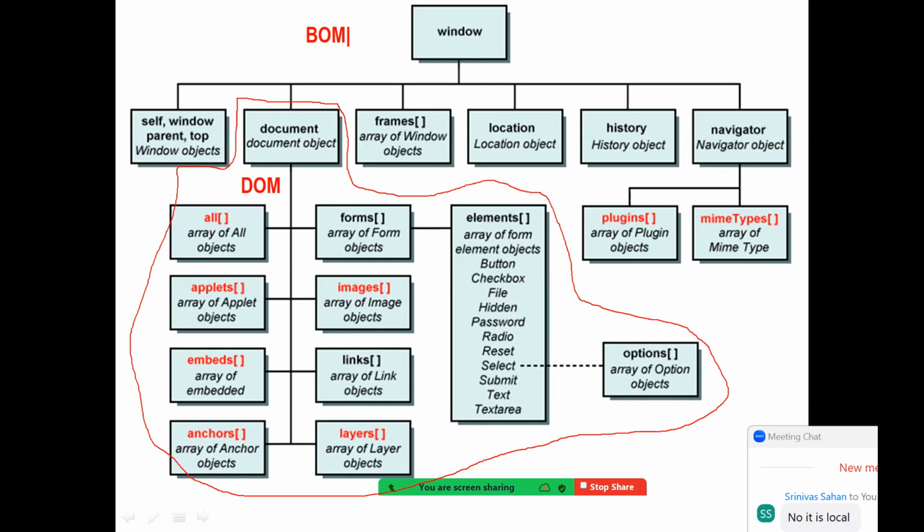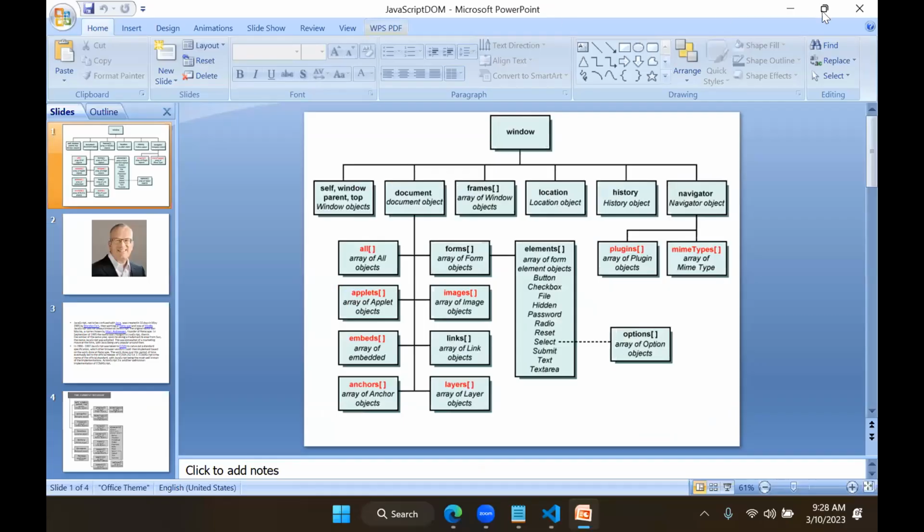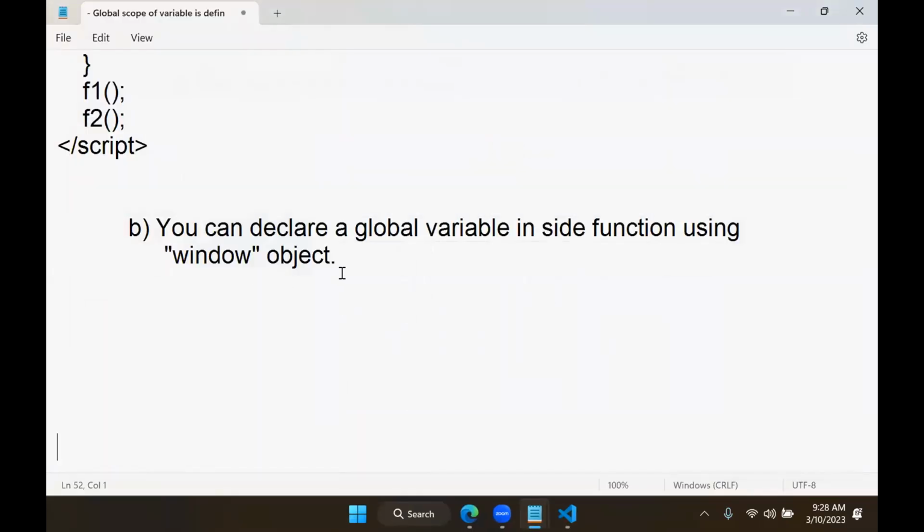Now, when you say window, suddenly what happens? Memory is allocated for the browser. In browser memory, the value is stored. When the value is stored in browser memory, you can access it from anywhere, from any function. That is possible by using window. That means what you can do is do it here like this.